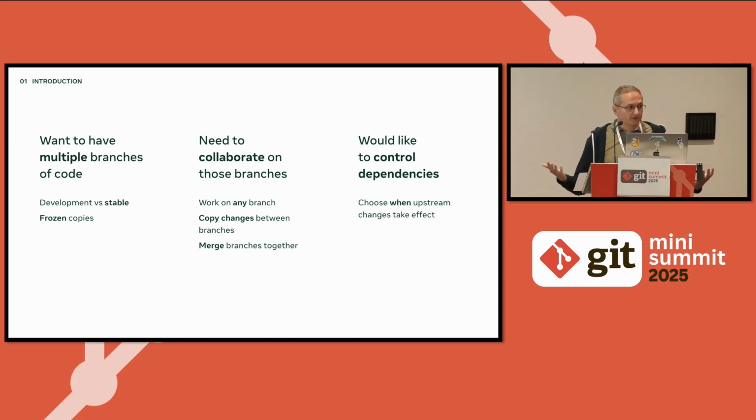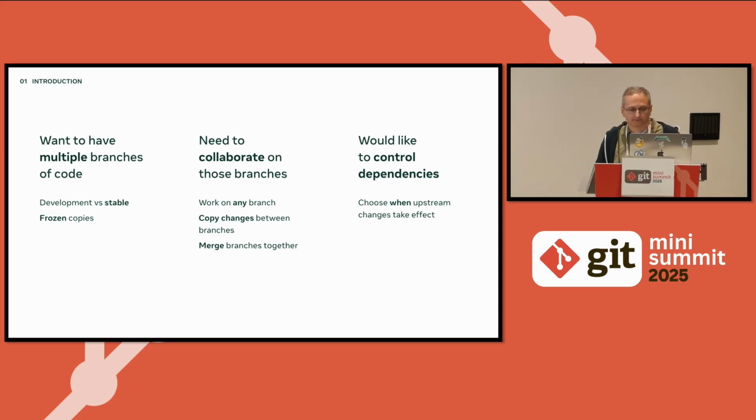But with a monorepo that goes away. But now if you're bringing branching back into a monorepo, you have that problem again, and you need to solve it. You need to choose when the changes that you make actually affect things that are depending on you. So these are all things that we want to have.